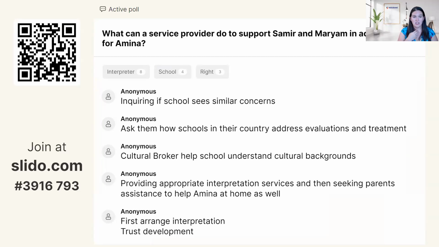Asking how schools in their country address evaluations and treatment. That might be a really great strategy if you're looking to help the family understand the ways in which their experience in the US school may be different. I'll give it just a few more seconds because I see a number of people are typing. All right, I'm going to move us on to our next case scenario.